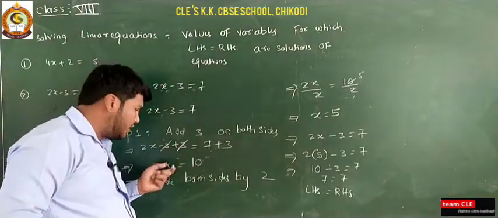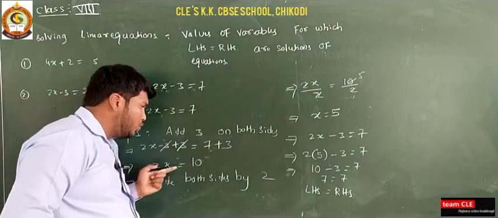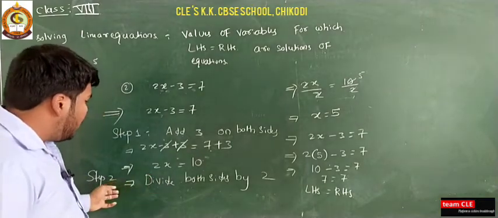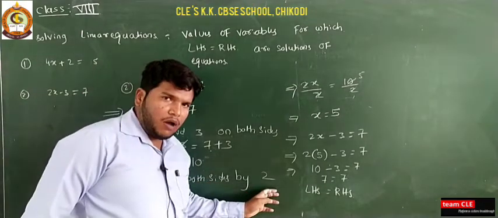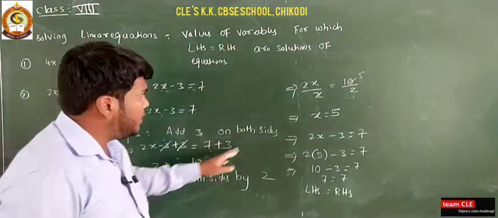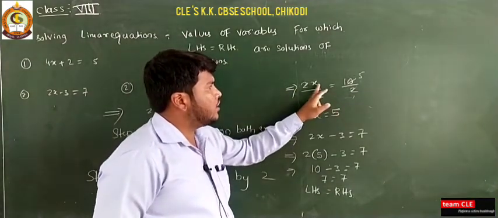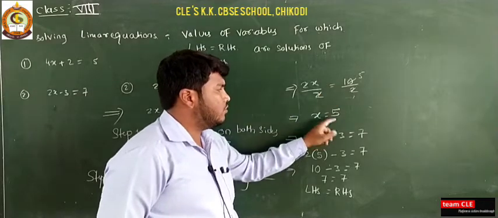Minus 3 plus 3 will get cancelled, so the remaining is only 2x. 7 plus 3 is equal to 10. So next, step 2, divide both the sides by 2. If I divide both the sides by 2, that is 2x by 2 which is equal to 10 by 2. The 2 gets cancelled. x is equal to, 2 fives are 10, x is equal to 5.